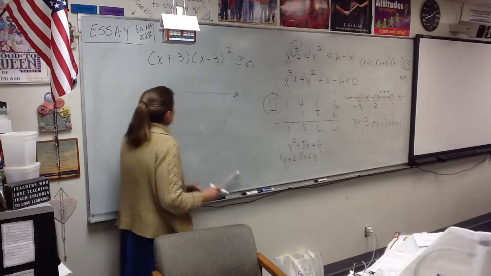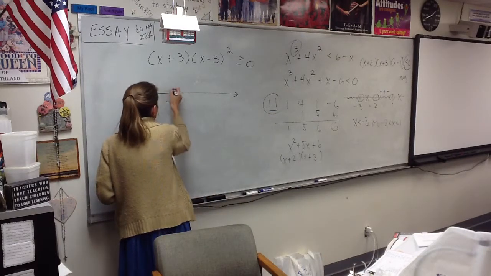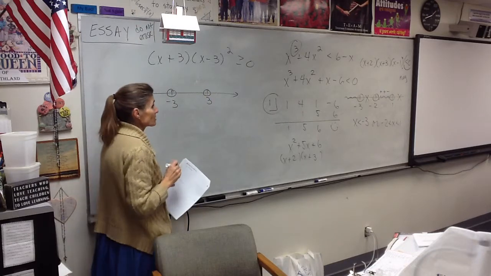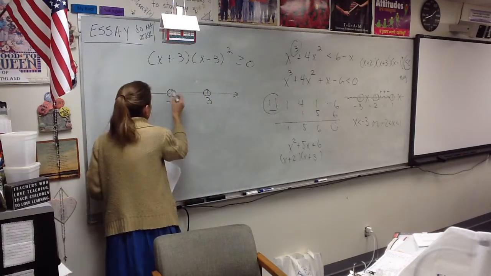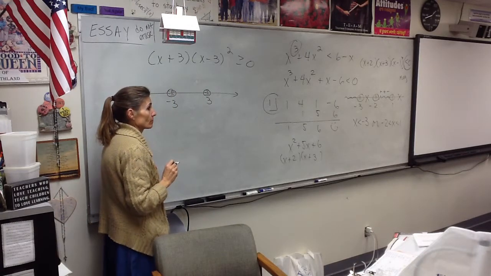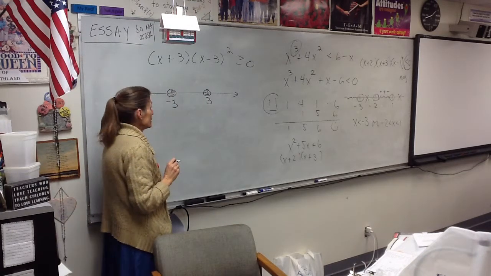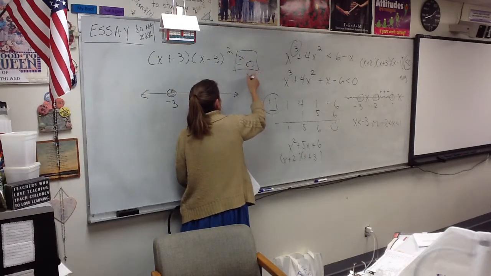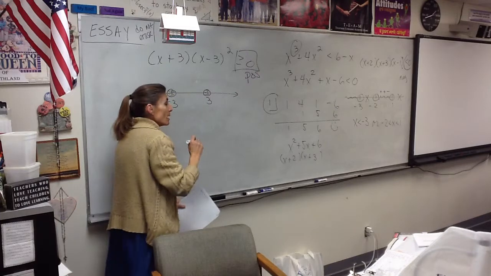So I'm going to go ahead and put a dot at -3 and a dot at 3. Will these be open dots or closed? They'll be closed. Now, what kind of answer am I looking for? Positive. All right, so let's see where we can get a positive answer.